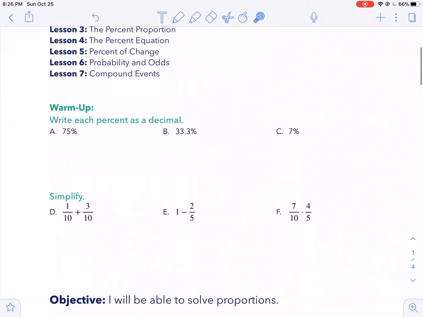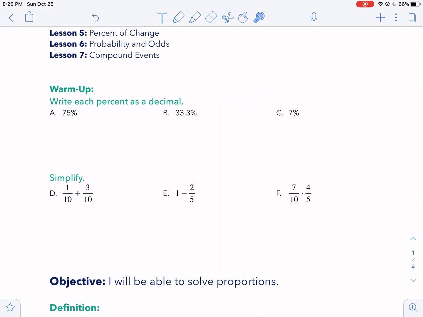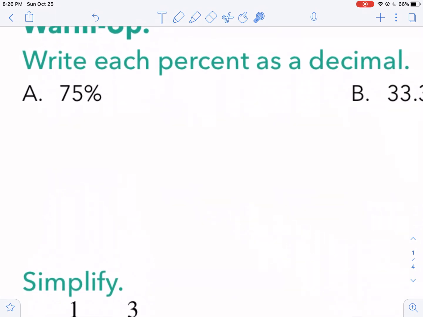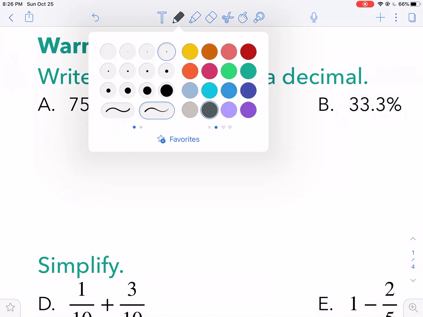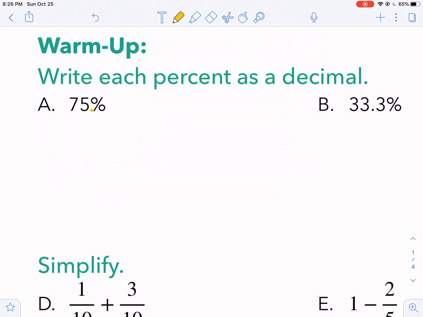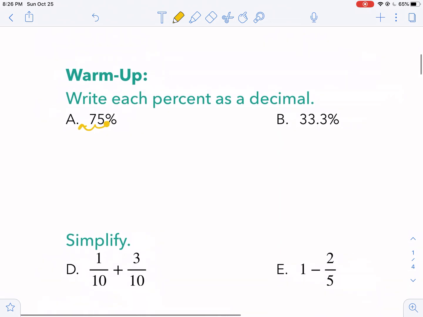So here we go. As a bit of a warm-up, let's work on taking the decimal form of percents. This is very straightforward. All we're going to do is take our decimal point right here and move it back twice. So to change a percent to a decimal, you just need to take the decimal point and move it 1, 2 places to the left. So taking this decimal point, we went 1, 2, and that gives us 0.75.